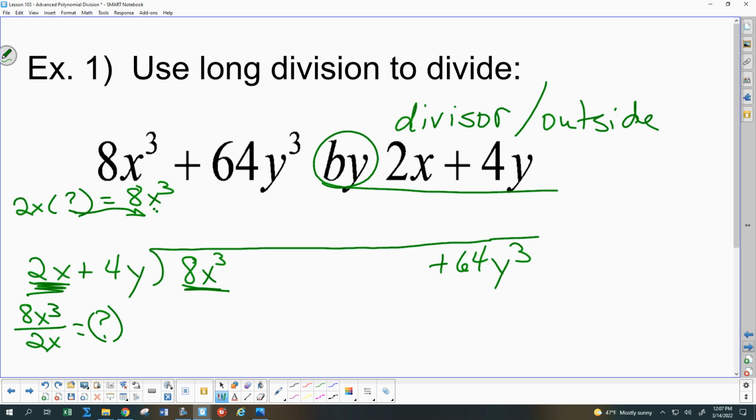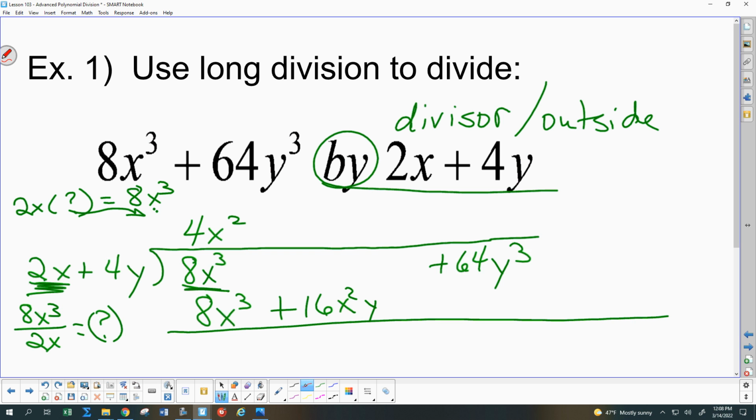Thank you, Yesenia. 4x squared, thumbs up, thumbs down. How does that look to the rest of you? And then we're going to do, like we always do, we take what we write in the quotient times the whole divisor. So times this entire 2x plus 4y. So 4x squared times 2x, 4 times 2 is 8. X squared times x is indeed x cubed. Positive 4x squared times plus 4y is plus 16x squared y, and I'm kind of putting that in between there because it's not a like term with either the x cubed or the y cubed.